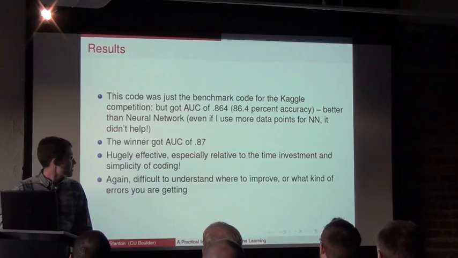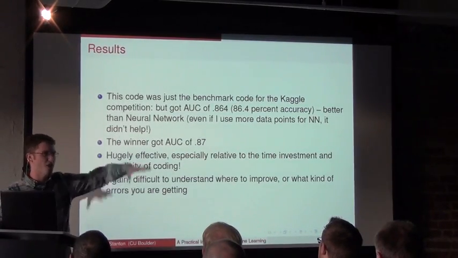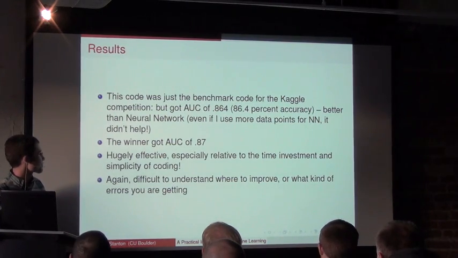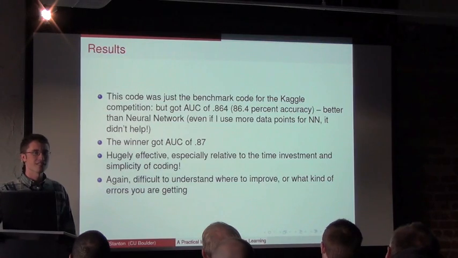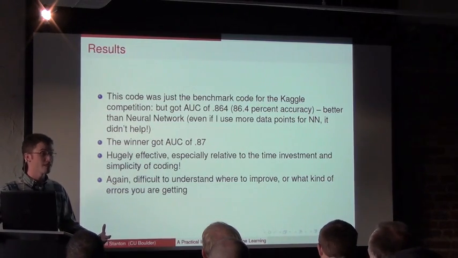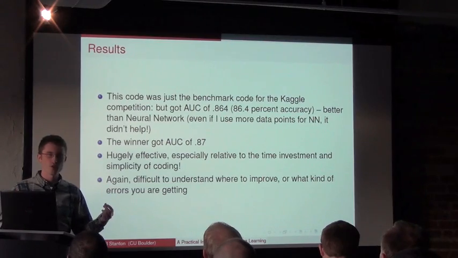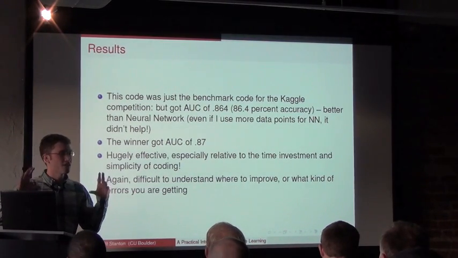The problem is that's kind of bad, because that means with this code you were 458th place in the competition or something like that. It's obviously really effective, especially compared to the simplicity of the code, right? It's so easy. The problem is, again, it's kind of tricky to understand where to improve. It's got a little bit of this black box nature, just like a neural network.